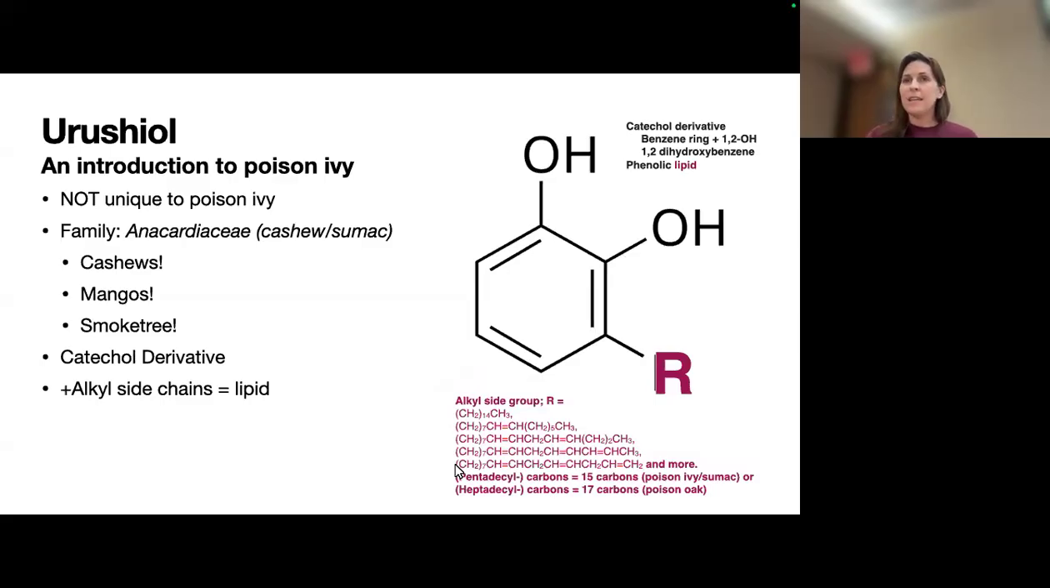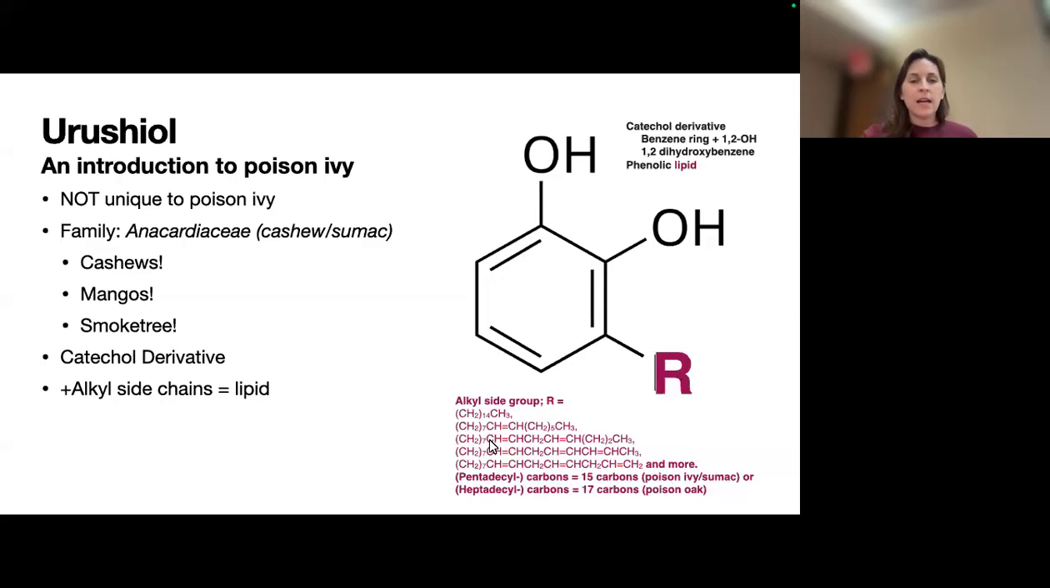And part of the human response to urushiol is actually dependent on what type of urushiol is being produced by the plant. And so here we have a whole bunch of different varieties, but generally speaking, pentadecyl carbons, so 15 carbon chains right here at this R group, belongs with the poison ivy and sumac, and then heptadecyl is 17 carbons, and that is with poison oak. And so they all produce a similar compound, but it is in fact unique. And different poison ivy plants can also produce different types of urushiol.